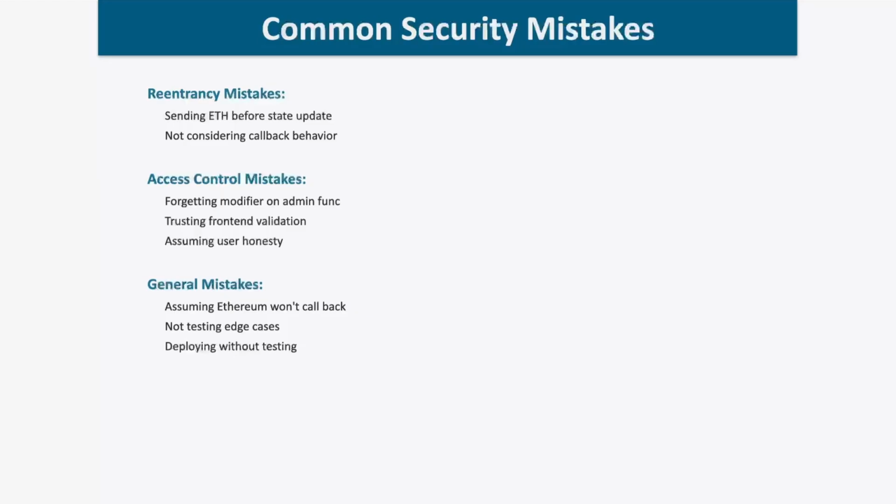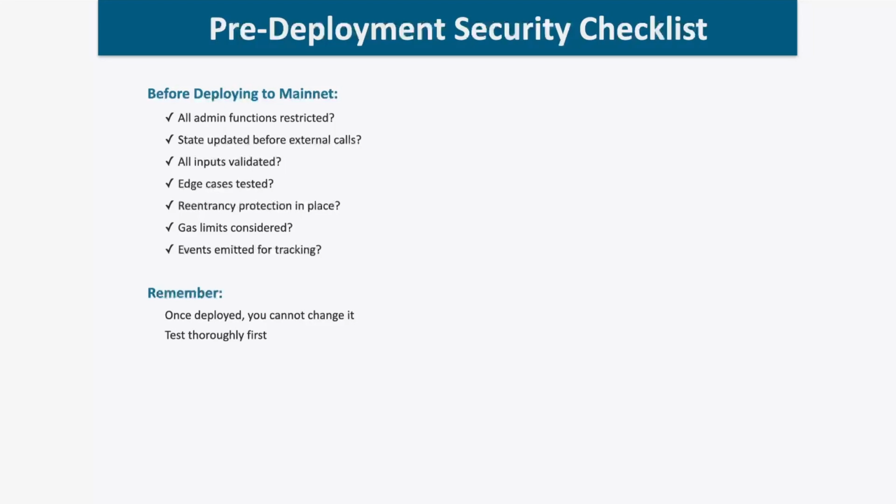Never assume Ethereum is like other systems. It is not. Contracts can call each other. Execution is recursive. Always assume the worst case. Always test edge cases. What happens with zero input, maximum input, negative values? We always need to test them. Avoid these mistakes and you'll prevent most vulnerabilities. Before you deploy to mainnet, run through this checklist every time.